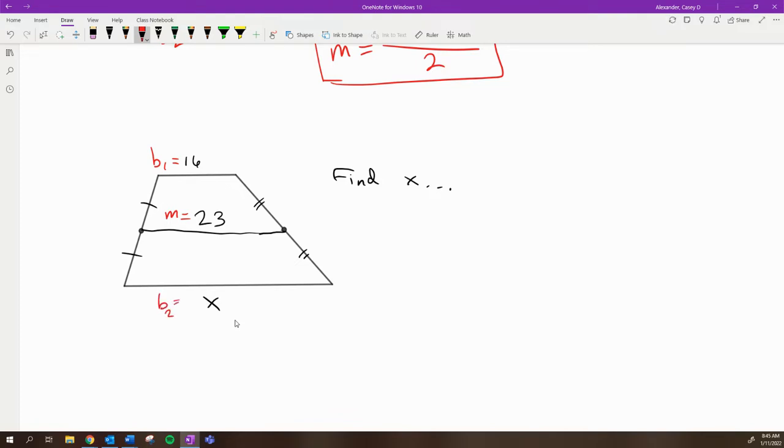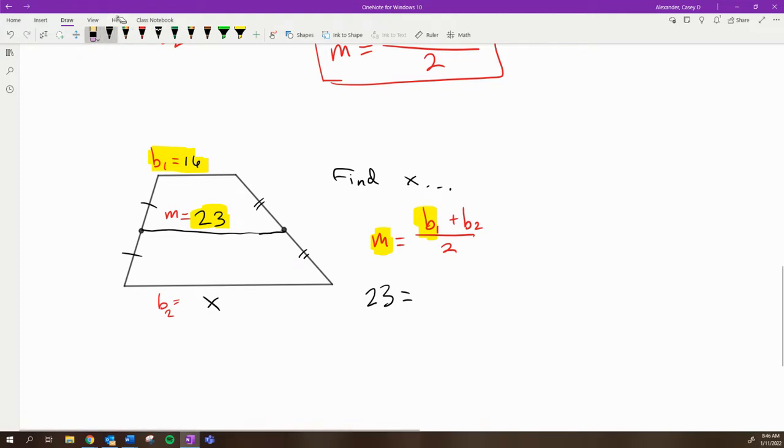Okay, that's what I don't know. But I have the idea that the midsegment is equal to the average of the two bases. So I'm going to start by writing that. And then I'm going to substitute in the things that I know. I know that the midsegment is 23 units. And so I'll substitute a 23 in place of the letter M. And let's see here. I have a 16 for base 1, so I'll plug in a 16 here. And then base 2 is X. That's what I'm looking for.